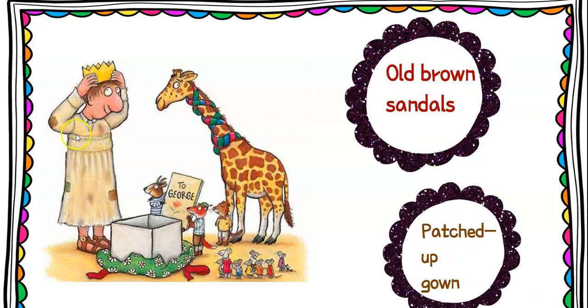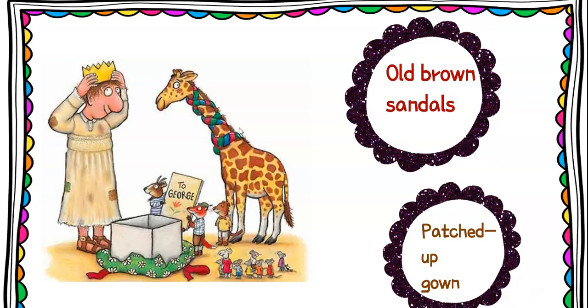What else can you see about George? George wore a patched up gown. Look at his gown. Now, patched up means that there are holes in the gown, but he's patched up the holes with pieces of cloth. He's cut up fabric and used it to patch up the holes in his gown. So he's wearing a patched up gown. That's a descriptor. It talks about the way George's gown looks.